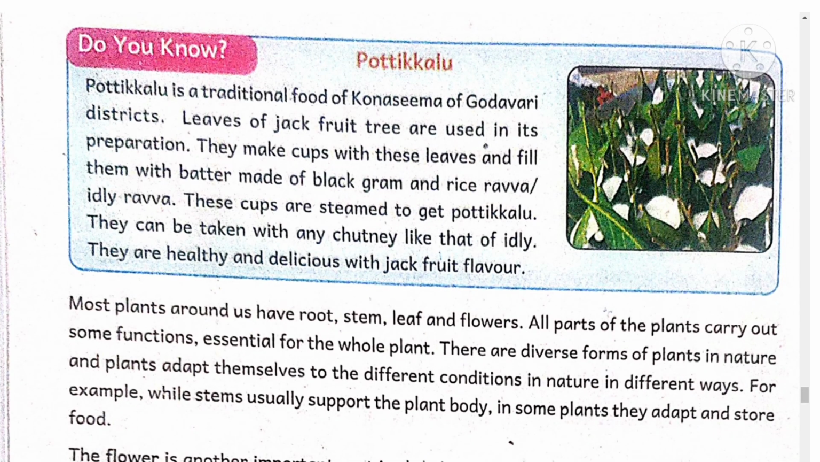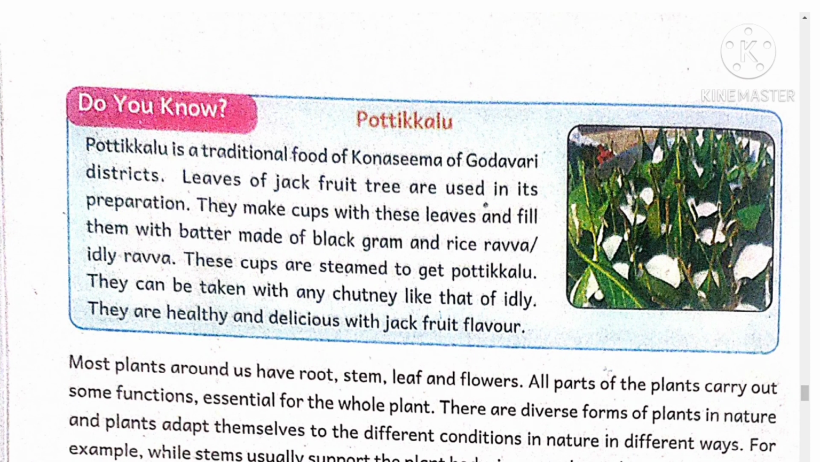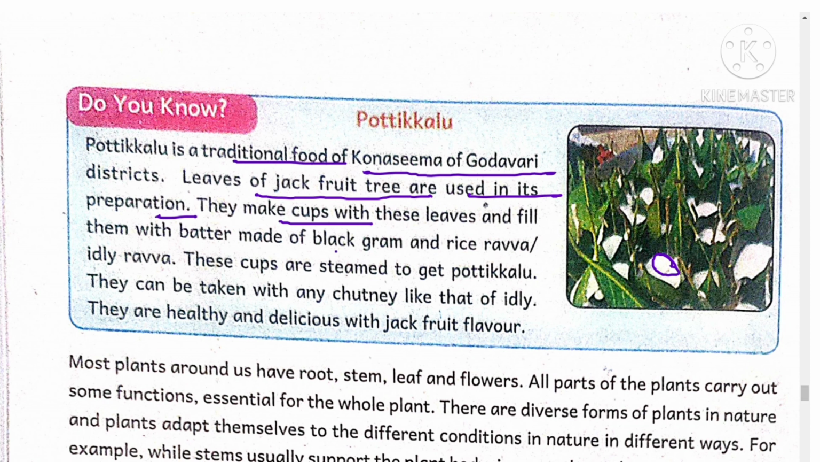Okay, do you know Pottikallu? In this food item, they use leaves of the jackfruit plant. Pottikallu is a traditional food in Konaseema of Godavari district. Leaves of the jackfruit tree are used in its preparation. They make cups with the leaves. That means they collect the leaves from the jackfruit tree and prepare basket-like structures or cups, and fill these cups with idli batter made of black gram and rice rava. These cups are steamed to get pottikallu.